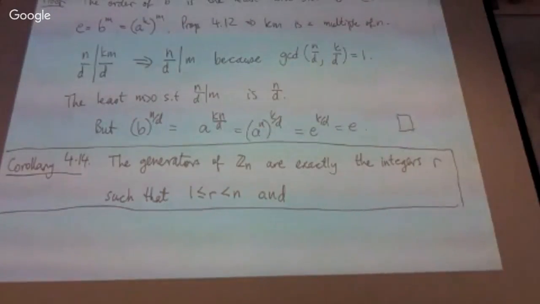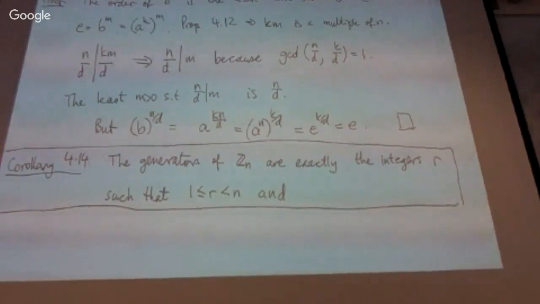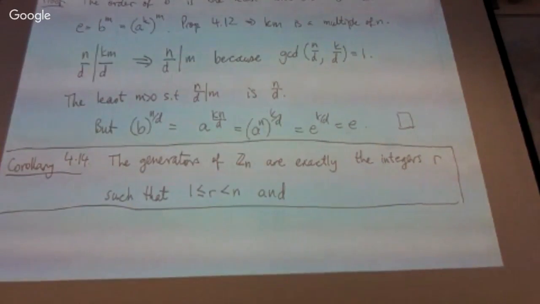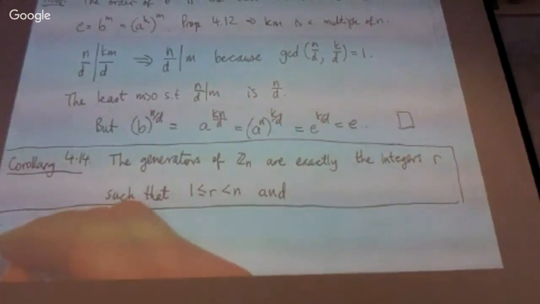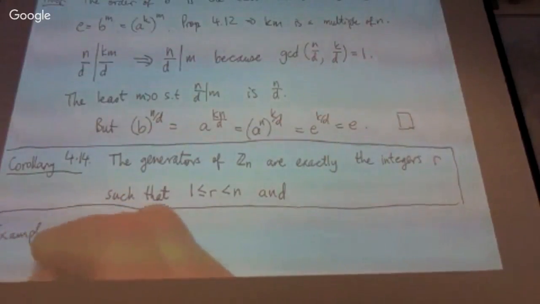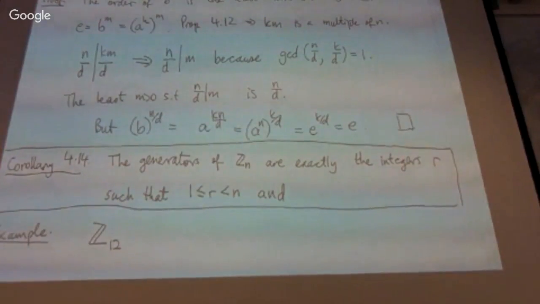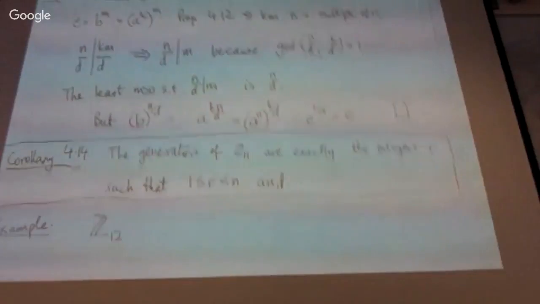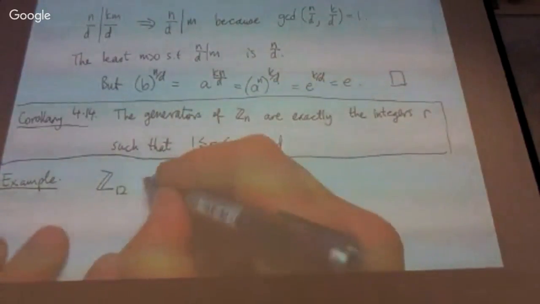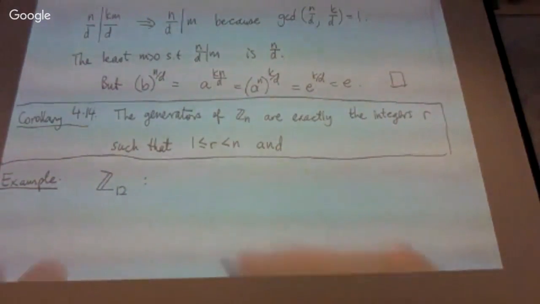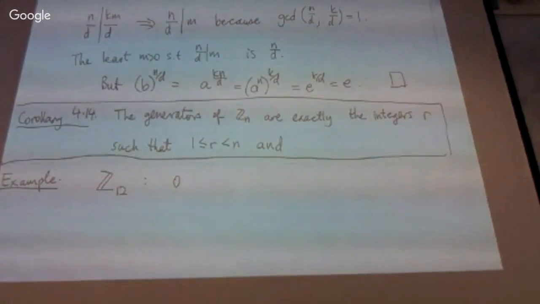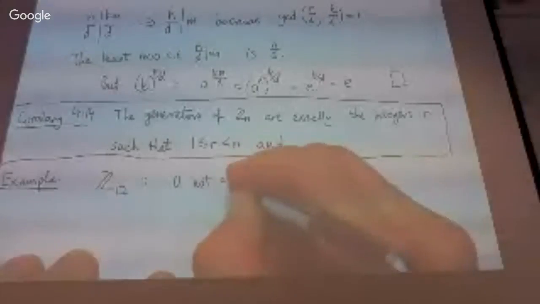You're going to hate my culture, so I'm just going to box it all. No, there's another condition. Well, why are we not having zero though? Because zero doesn't generate. Okay, so if I take Z12, what are the generators of Z12? If I take 0, I keep adding 0, 0, 0, 0. Not a generator.